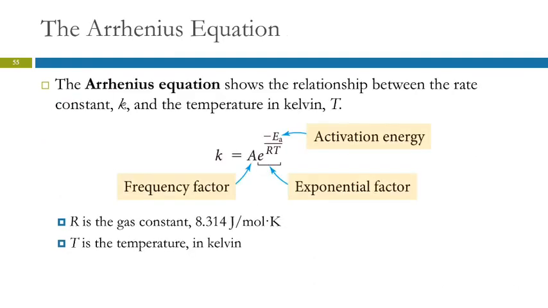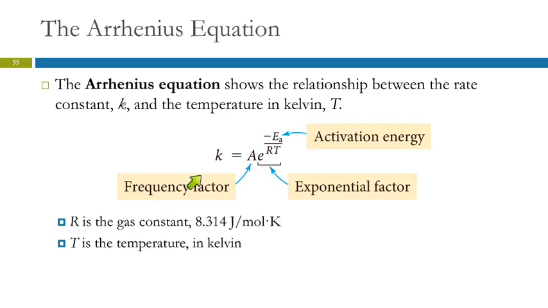So let me introduce you to the Arrhenius equation. This gives us the relationship between the rate constant and the temperature. Just like with gas laws, we measure the temperature here in Kelvin. The reason being is that we can't have any zero temperatures. And by using the Kelvin scale, we never have zero.